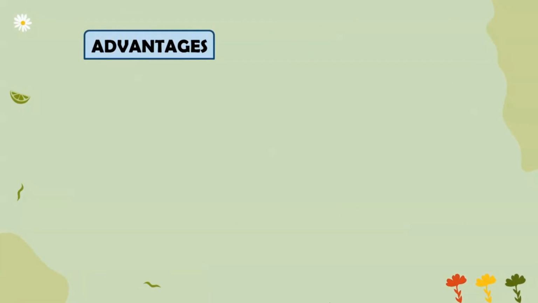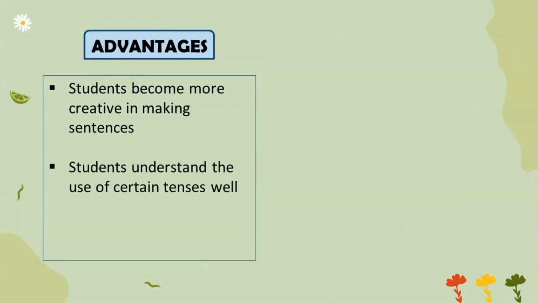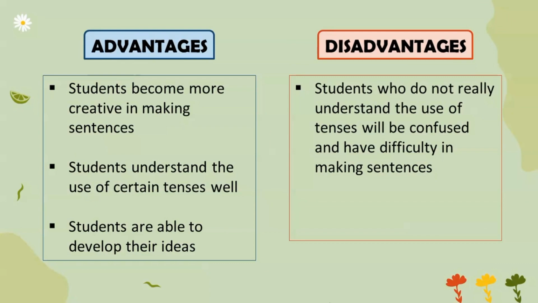The advantages. Students become more creative in making sentences. Students understand the use of certain tenses well, and students are able to develop their ideas. The disadvantages. Students who don't really understand the use of tenses will be confused and have difficulty in making sentences. And it requires high concentration.